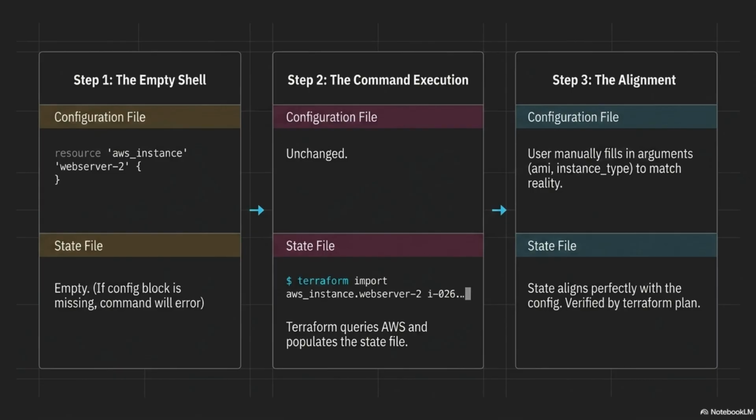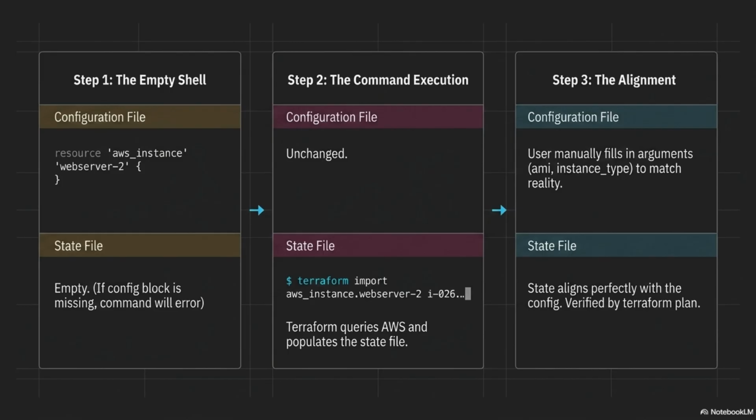Step 2 is the command execution. Now you run the import. terraform import aws_instance.WebServer2 followed by the actual instance ID from AWS, something like i-026 and the full ID. Terraform takes that ID, queries AWS directly, and populates the state file with all the resource's current attributes. Your configuration file is still unchanged at this point. Terraform doesn't write back to your config files.